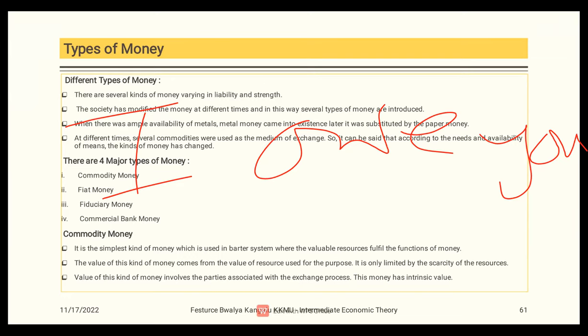But the problem was the blacksmiths started misbehaving. They started issuing more of those IOU papers that were not reflecting the true value of the gold that they had. Okay. Yes. Guys, those were just papers. They issue a lot of papers: I owe you, they give you; I owe you, they give you.